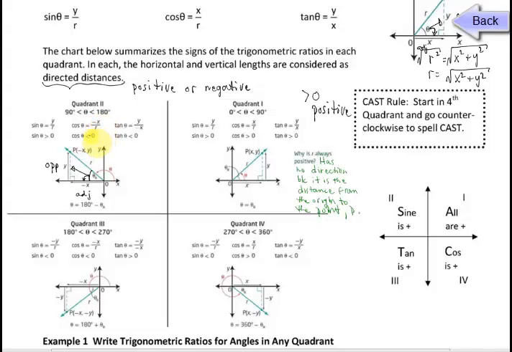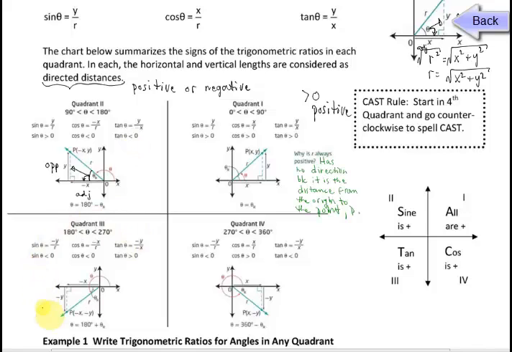Because you've got negative x over r. So now cos of theta in the second quadrant is negative. And tangent of theta is also negative because you're dividing y by a negative x, and so tan of theta is negative. So the only trig ratio in the second quadrant that's positive is sine. The other two are negative.